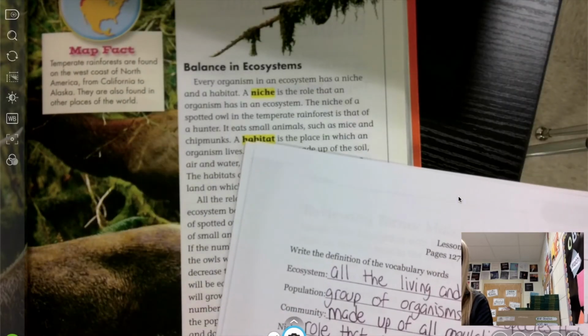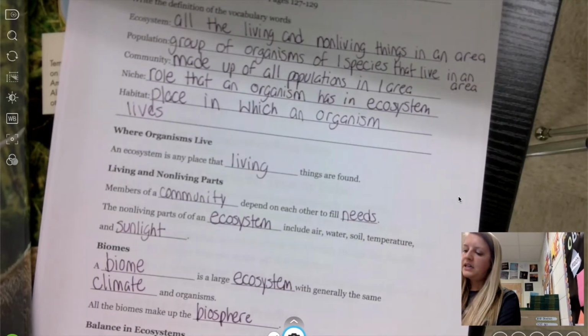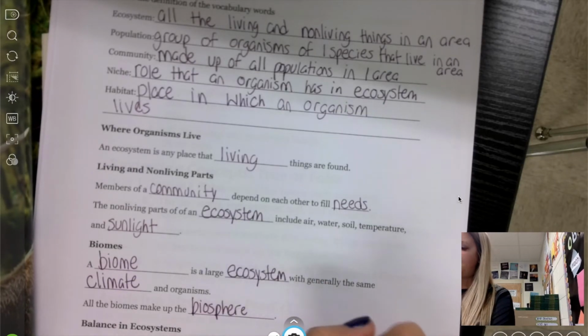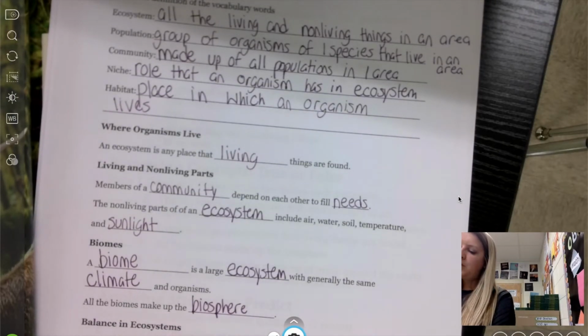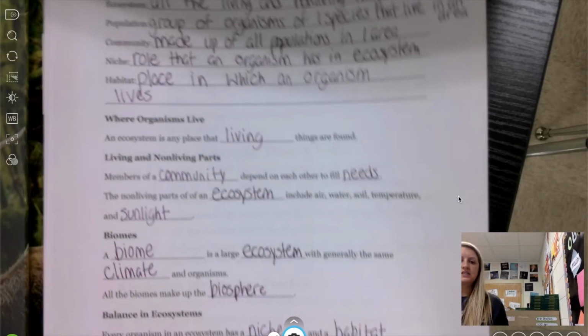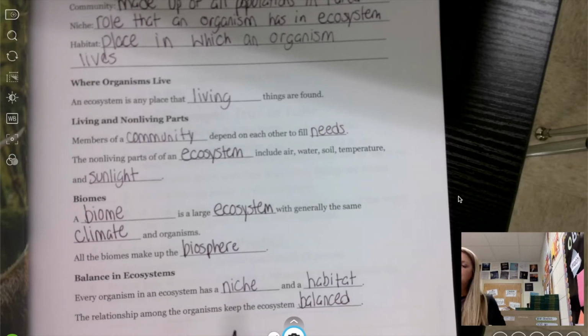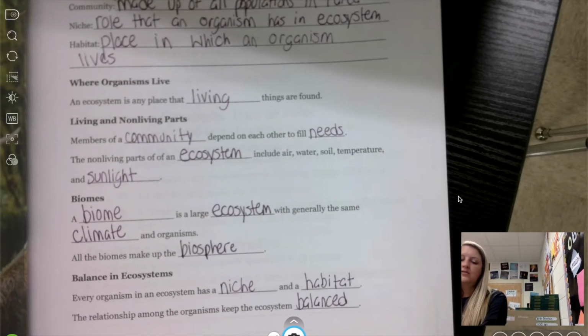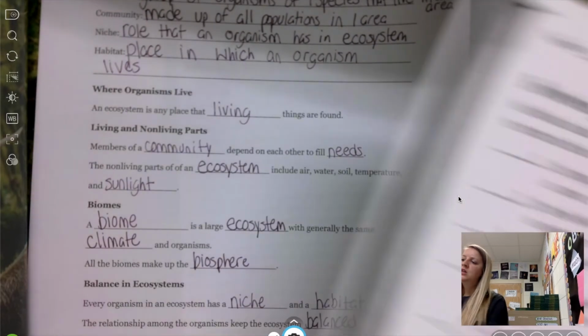Looking at our last notes, we see every organism in an ecosystem has a niche, so they all have a job, and they all have a habitat or a place to do their job and live. The relationship among the organisms keeps the ecosystem balanced. And we'll see in the rest of our lessons how each organism helps the ecosystem stay balanced and how that relationship is really important amongst all the organisms.